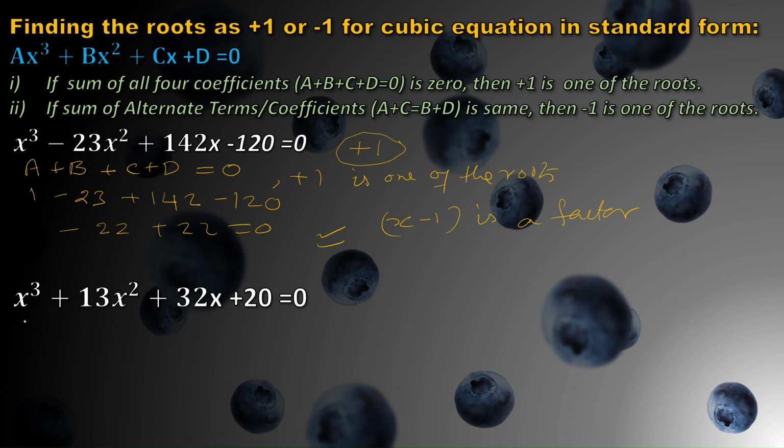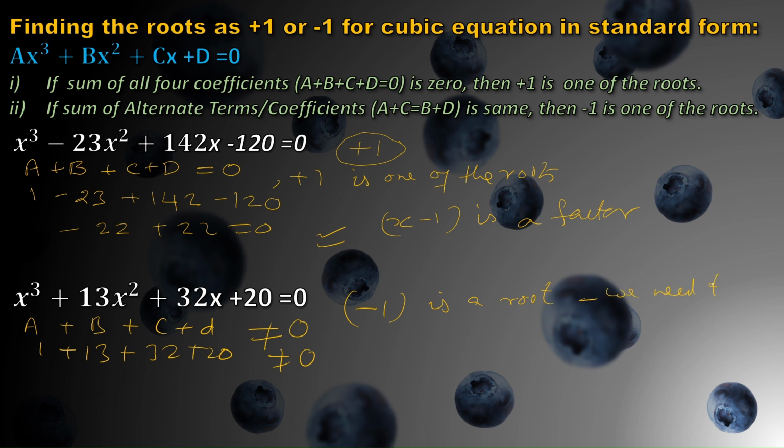Similarly, for example here, if we take the sum of all four coefficients, it's not equal to 0. See, 1 plus 13 plus 32 plus 20 is not equal to 0, because it's clearly visible all are positive numbers, and adding positive numbers is not going to make it 0. So in this case, what we can try is minus 1. We need to check whether minus 1 is a root. So what is the condition?